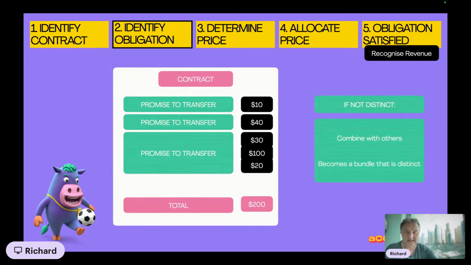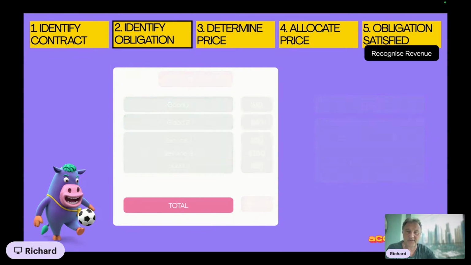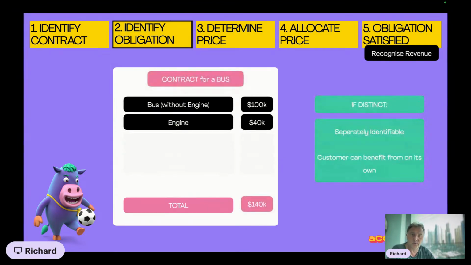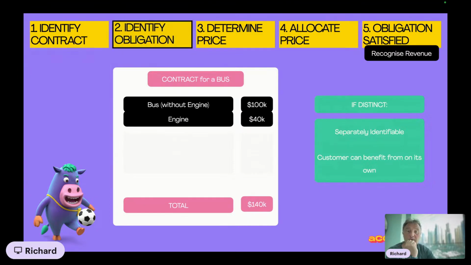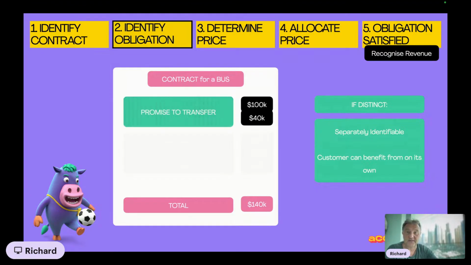So it needs to be distinct. Now you might be thinking, not too sure what you mean about that. So have a look at this. You've got a bus without an engine and an engine. Well, both of those, they're not distinct on their own, are they? The customer can't benefit from a bus without the engine, or an engine on its own. They both need to go together. So you would bundle the 2 up. You've actually just got one obligation, the bus without the engine and the engine, okay? And that's what you're promising to transfer.